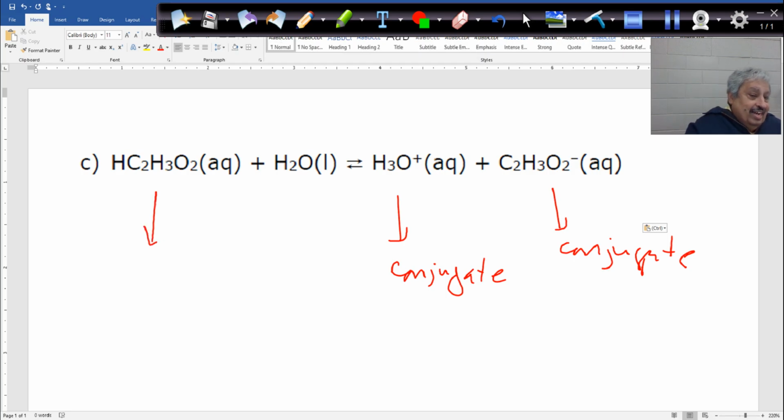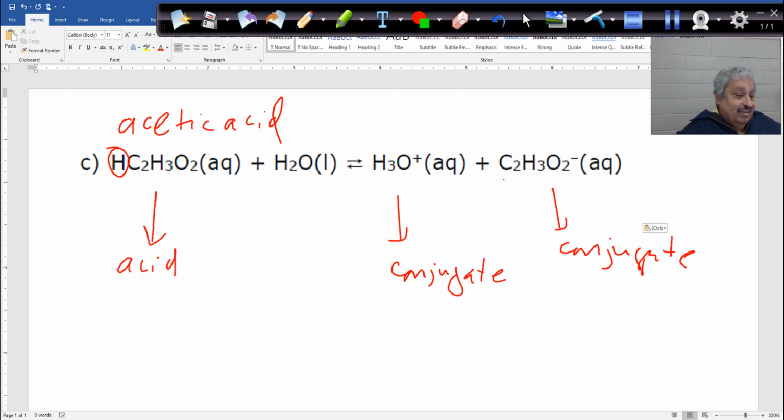This is acetic acid. This is the titration we did last week. Vinegar. This is vinegar, acetic acid, also called ethanoic acid. So acetic acid, correct? So it lost what? This one is gone, correct? Where is it? It's gone, correct? So this is an acid. Why? It lost H plus, correct?